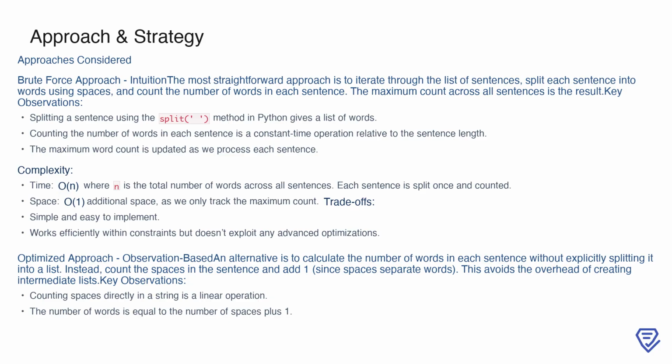To address this, we also consider an optimized approach. Instead of splitting sentences into lists, we can count the spaces directly within a sentence. Each space represents a separation between words, so the total word count is simply the number of spaces plus 1. This avoids the overhead of creating temporary lists and is a more efficient way to process the input.